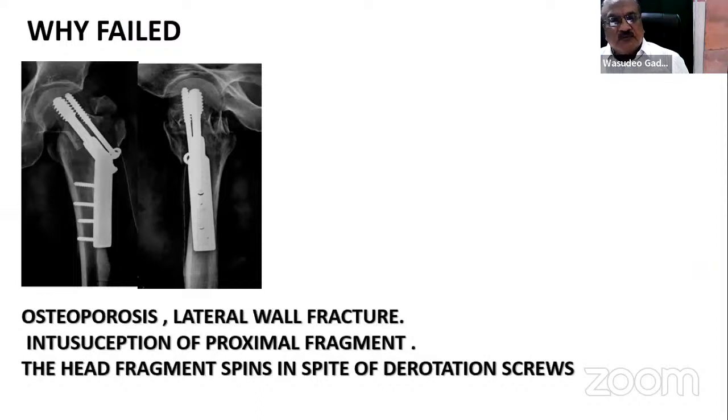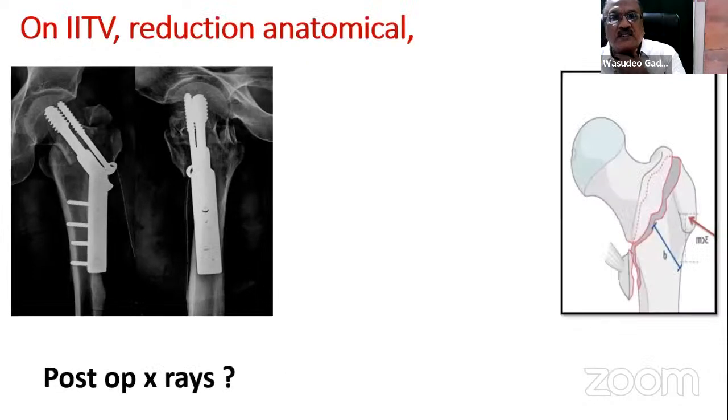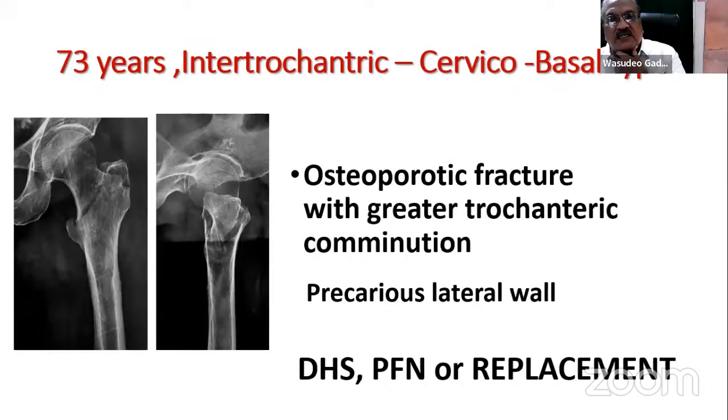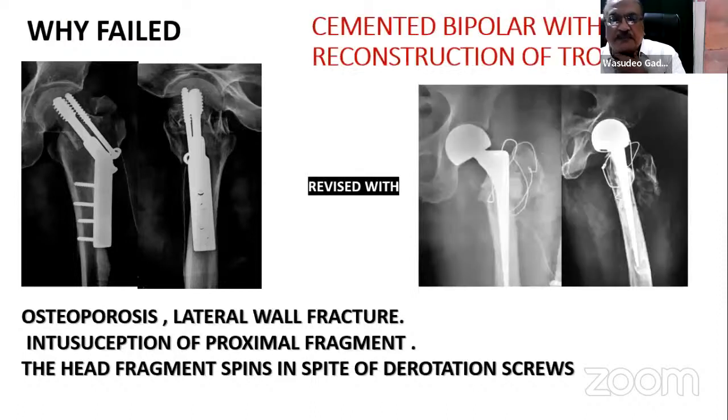Osteoporosis, lateral wall fracture, intussusception of the proximal fragment into the distal producing a varus collapse, and the head fragment spins in spite of a derotation screw, and I will find the rotational element. So it has been reconstructed after revision with prosthetic replacement and so many other jugglery. So he has to suffer. You can see here how a simple-looking fracture led to a further complication and ultimately a bipolar cemented replacement. So this is how it is.